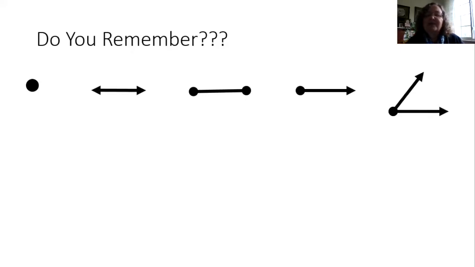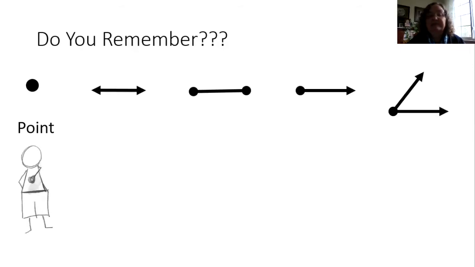All right, so do you remember? Look at our 5 things that we have here. What did you call the first one? That's right, we called it a point. And do you remember what we did with our body to show a point? That's right, we put our fist out like that. Wonderful. What's the next one called? That's right, it's a line because it goes on and on in both directions and never stops. What did we do with our body to do that? That's right, we stretched out our arms and our fingers so that we could do that.